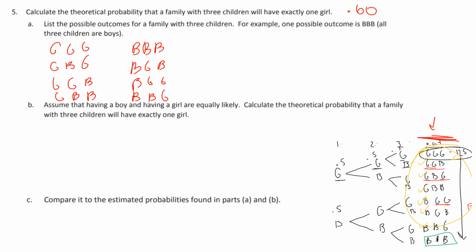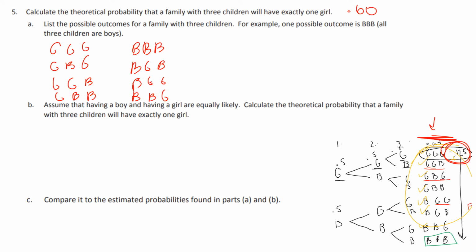So assume that having a boy and having a girl are equally likely. Calculate the theoretical probability that a family with 3 children will have exactly 1 girl. So we've already calculated the theoretical probability of all of these as 0.125 in our lesson 7. But if we forgot about that, we know that any of these is technically equally likely.